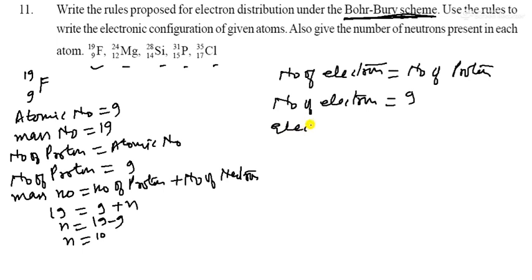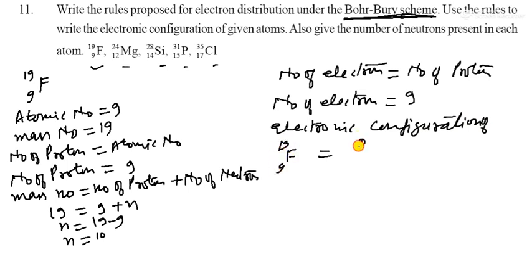Now electronic configuration. Electronic configuration of which one? Fluorine 9 and 19. It is 2 and 7. So that is the answer. In which you have also to give the number of neutrons present in each. So number of neutrons, it is also answer, and electronic configuration, that is also answer. So you can do all this type of question.